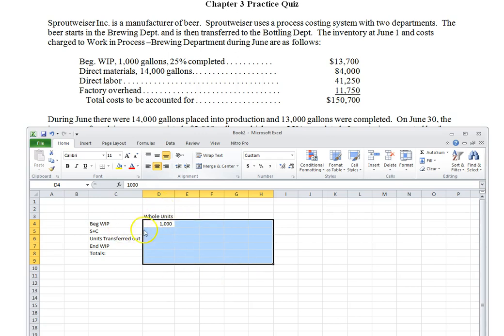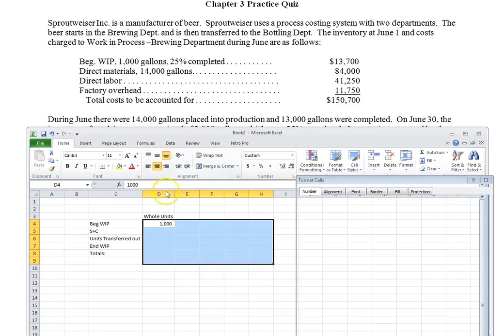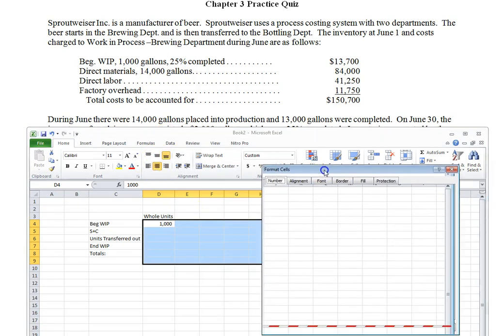I'm going to get this centered. Press Control 1. Oh, of course. Come on.